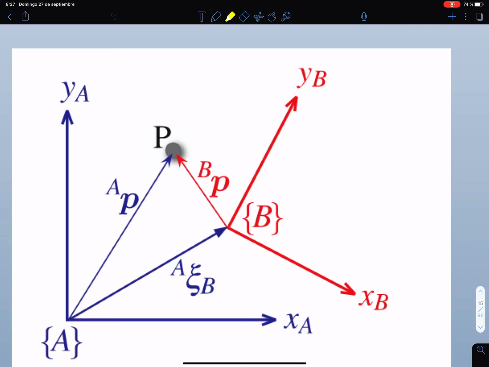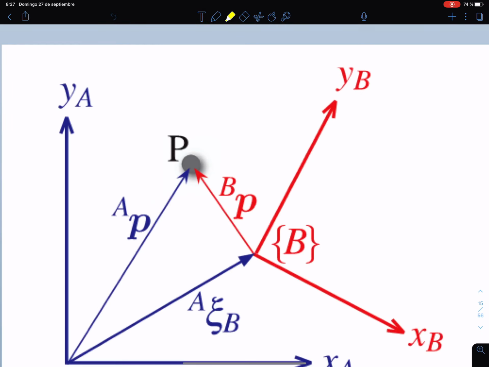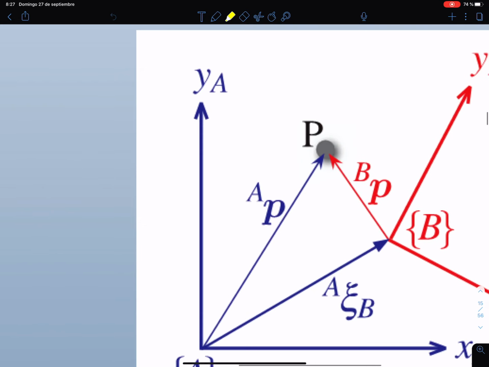Now, what we are searching for is a way to change coordinates. That is, if you know the coordinates of P with respect to B, then there should be some way to change coordinates from B to A and obtain the coordinates of the vector that goes to the same point in reference frame A. Okay? So how do we change from this red arrow to this blue arrow?